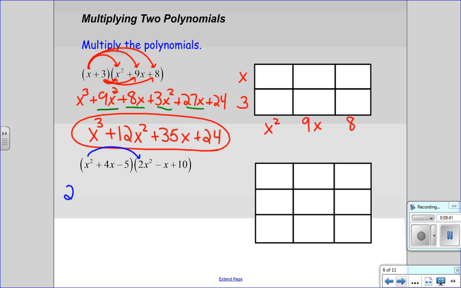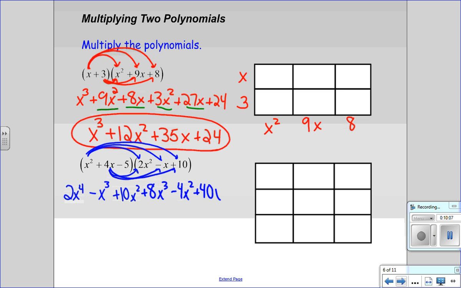We get 2x to the fourth minus x to the third plus 10x squared. Now I jump to my second term of the first polynomial. Plus 8x cubed minus 4x squared plus 40x.